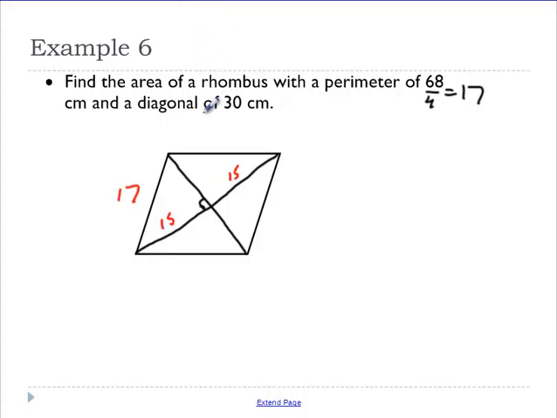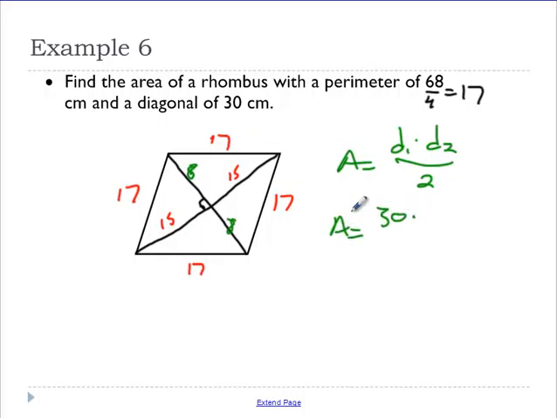Now, just like we did in a couple examples, we used the triple 8, 15, 17. That means that each part over here is 8 and 8. So I could break this apart and find the area of the triangles, or I could use diagonal 1 times diagonal 2 over 2. Doesn't matter which diagonal is which. One of the diagonals is 30. The other diagonal is 8 plus 8, or 16, divided by 2. Multiply those together, we get 240.